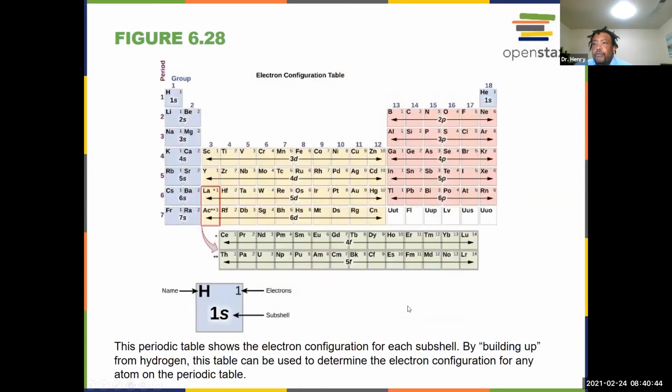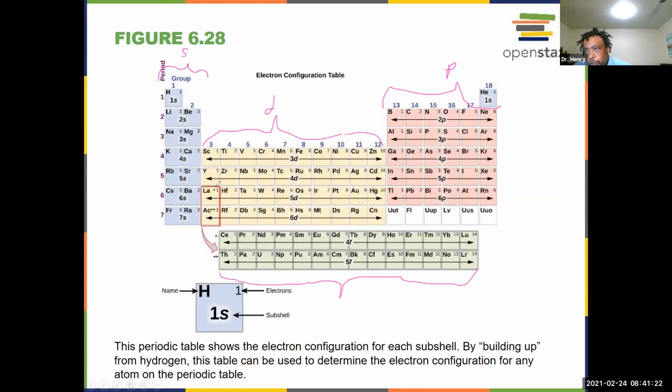So here's our periodic table. This basically lets us know that this represents our 1s region, because we've talked about this before. This is going to be our S. This is going to be our P. D is yellow. This is going to be D. Green is F. And this is going to be our S.